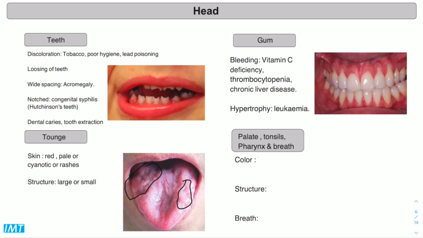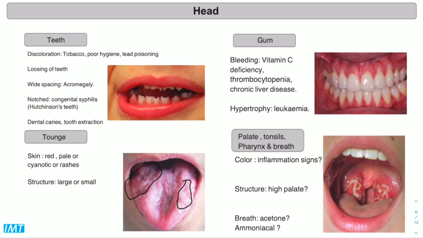How to assess? To start with the color. Is there any inflammation signs, structure? If the high palate sign is present, it's one of the signs of Marfan syndrome. Next to assess is the breath, acetone, ammoniacal. As you can see in this picture, this patient has tonsillitis. See the enlarged red tonsil with white pus deposition here, which suggests infection.